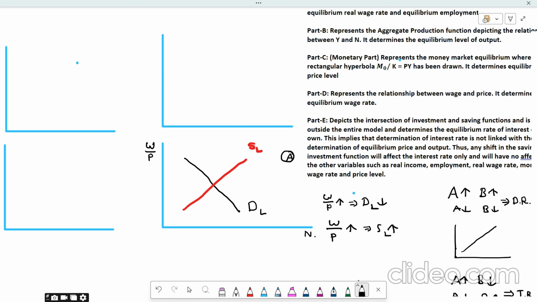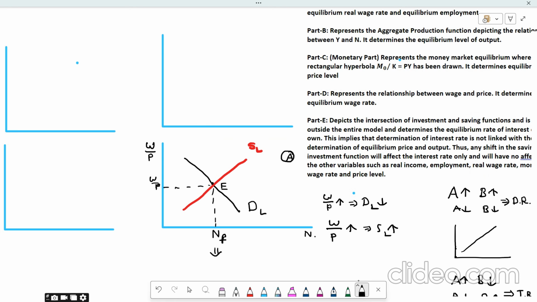So this is nothing but equilibrium. This point E denotes equilibrium. This is the equilibrium real wage, and this is the equilibrium level of labor. You can say this is the equilibrium labor, or this is full employment labor.